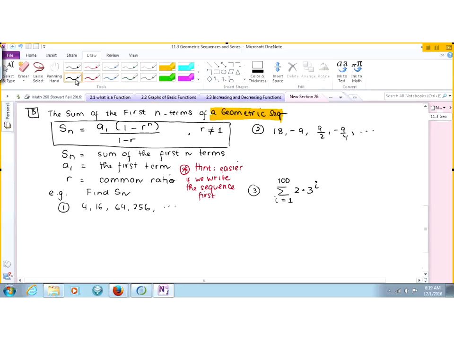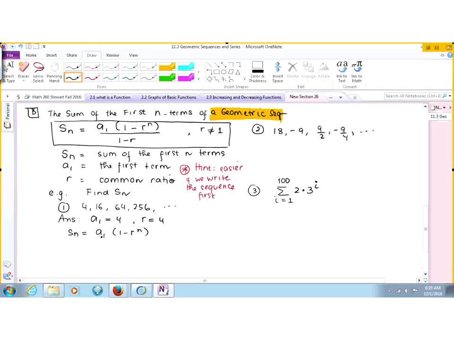Now, for number 1, how are you going to do it? We need A1 and R. All right, so what is A1? 4. Good. What about R? Also 4? Yes. So then what is Sn?